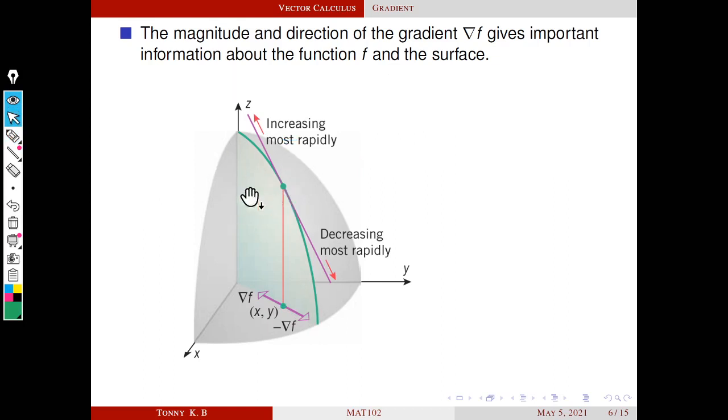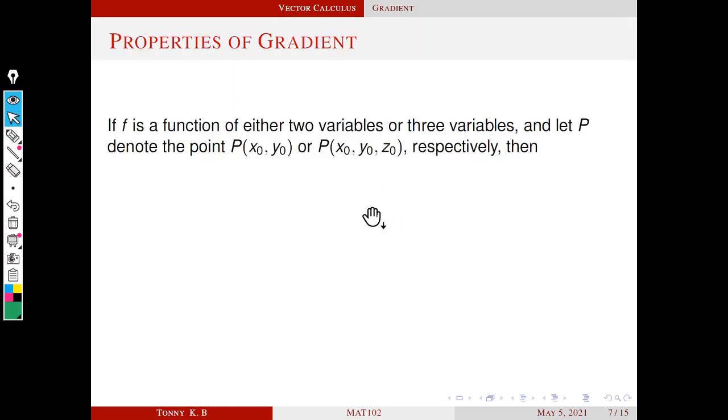Okay, next we are going to summarize all these properties of the gradient. If f is a function of either 2 or 3 variables, and let P denote the point P(x0, y0) or P(x0, y0, z0) respectively. In general, this function may be in any number of variables, the n-variable case. Then the directional derivative of the function in the direction u can be written in the form del f dot u. Whatever be the dimension of the function, you can always write it as del f dot u.